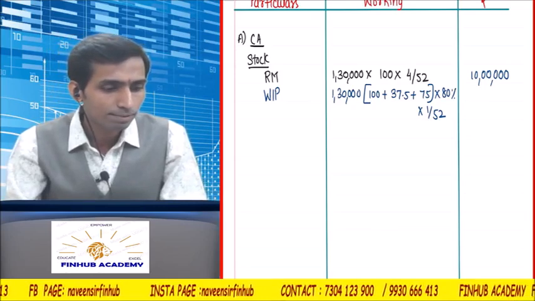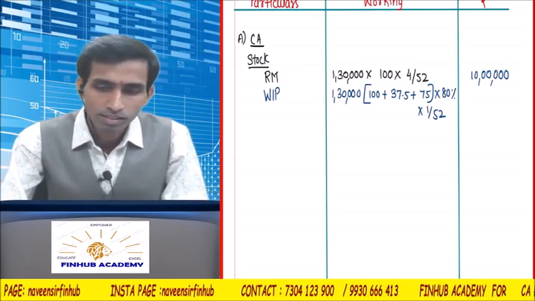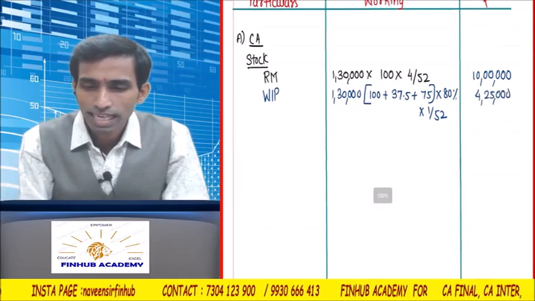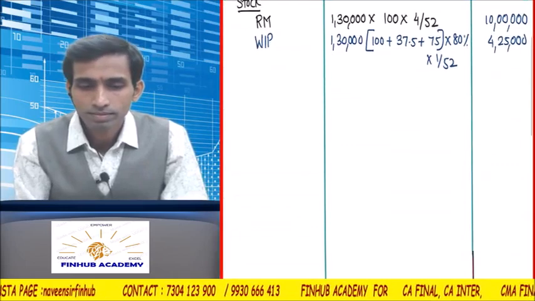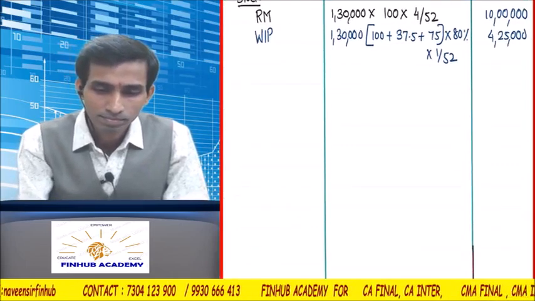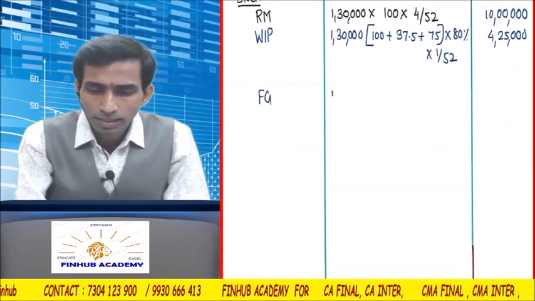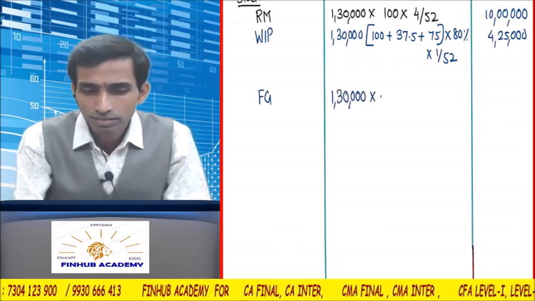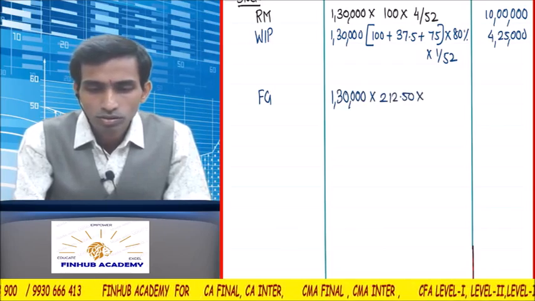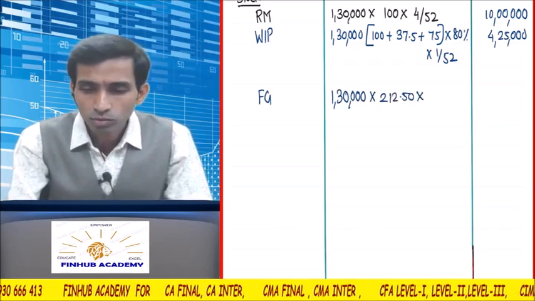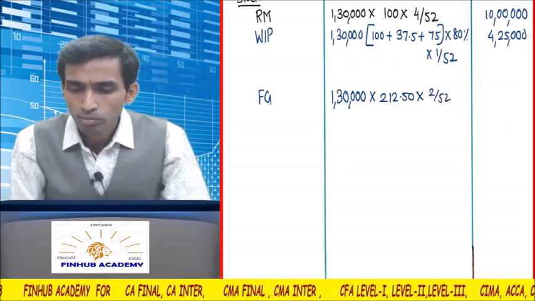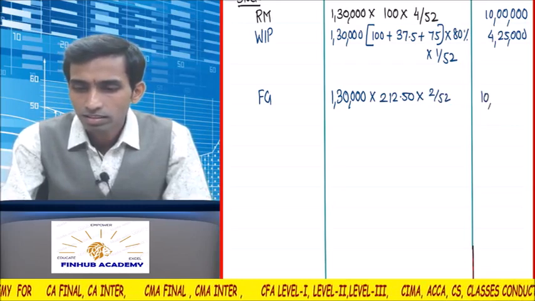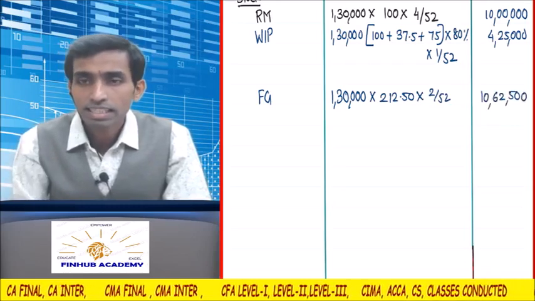How much is the figure? 4,25,000. Finished goods: 1,30,000 into cost 212.5 into 2 by 52. Okay, 2 by 52. 10 lakh 62,500. Great. 10 lakh 62,500.